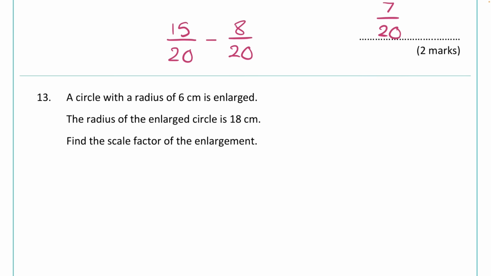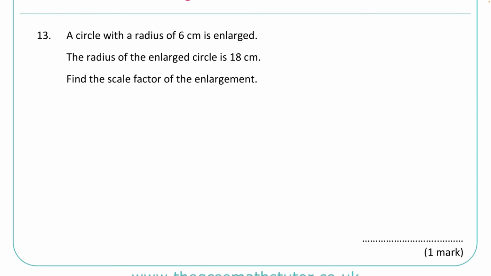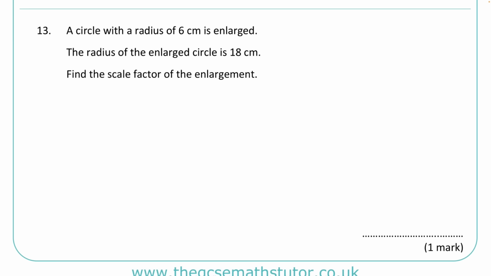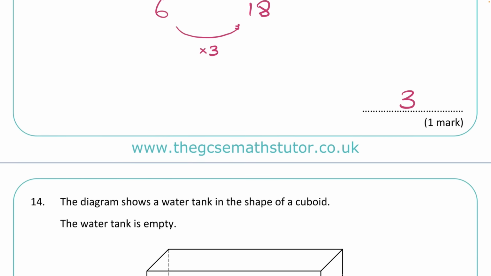Question 13 here, we have a circle with a radius of 6 centimetres is enlarged. The radius of the enlarged circle is 18 centimetres. Find the scale factor of the enlargement. Just a 1 mark question here, just wants us to figure out how we get from 6 to 18. Now to get from 6 to 18, that is just timesing by 3. Of course you can do 18 divided by 6 to figure that out, and that means the scale factor is 3.